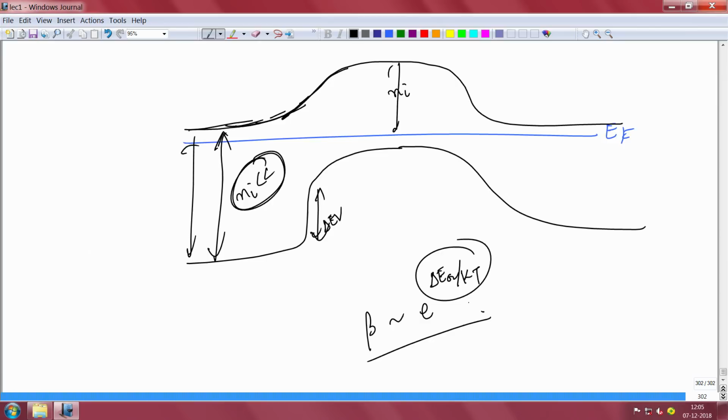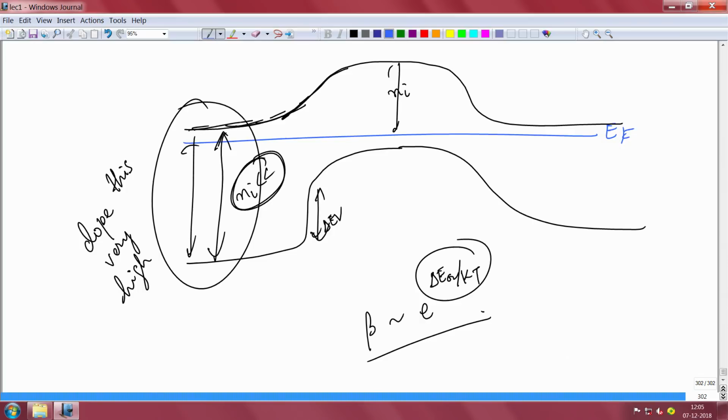Also, you can dope this very high now, to have higher gain. Even if you dope it very high, even if the band gap shrinks, that little bit of band gap shrinking will not matter, because your delta EV is very large. So that is benefit number two. Benefit number one is that your gain will automatically increase because of this Ni difference. Benefit number two is that you can dope the emitter very high.